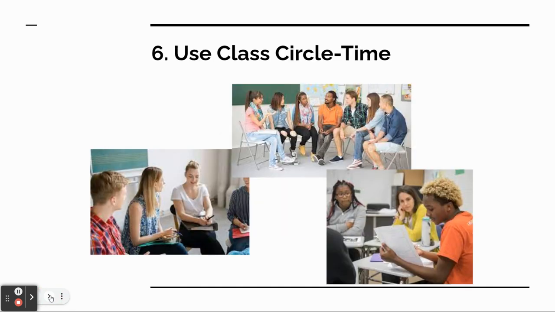Number 6, use class circle time. Class circle time can be used to help build empathy and compassion. Class circle time can be important for discussing issues that affect the whole class. While it might not be appropriate to use class circle time to address individual concerns, if there's a whole class issue or something that's impacting most of the students, give students the opportunity to speak and share how other students' behavior is making them feel, how it's affecting them. This will help the other students understand the consequences of those actions.